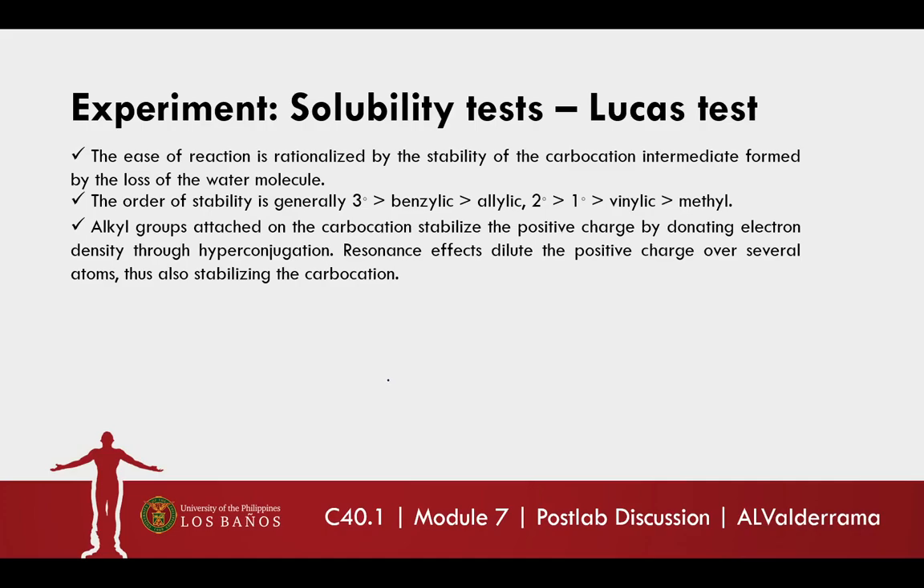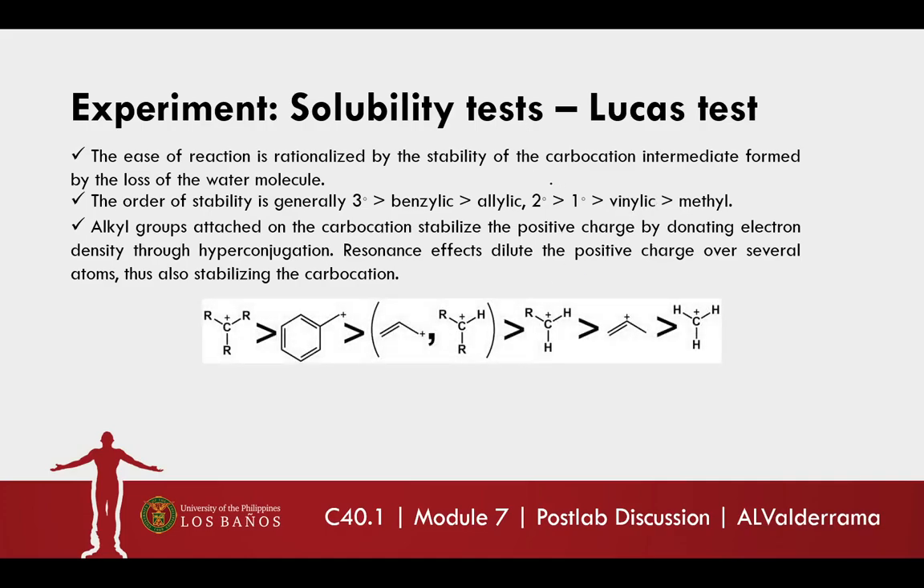And this is due to the order of stabilization. The tertiary carbocation is the most stable one compared to the methyl carbocation. So these carbocations are produced since the OH group became OH2. And the OH2 is a better leaving group. So, kapag umalis na yung OH2 na naka-attach sa carbon na to, magiging positive yung ating carbon dito.